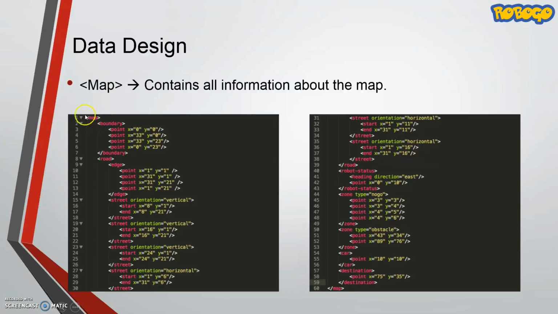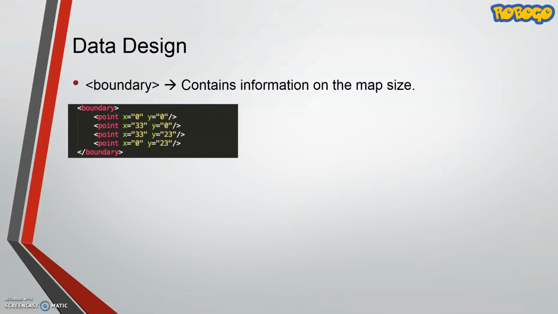So the map tag will always be at the start, in the first line, to the end of the last line. In between will be all the information that we will be storing. Okay, next, we have the boundary, which will set the map size. Basically, this boundary will give us an overview of how long the boundary of the map is supposed to be.